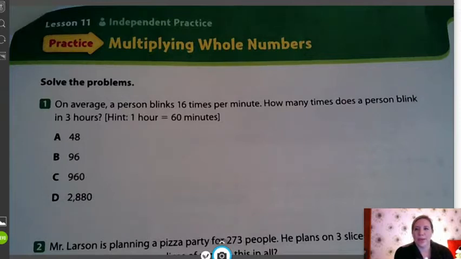Hi, fourth grade. Today we are looking at lesson 11, day 5. We are on page 124. We'll be working on pages 124 and 125. This is day 5. So remember, this is where you do the problems independently and then you check your answers. This is what we would do if we were in class.